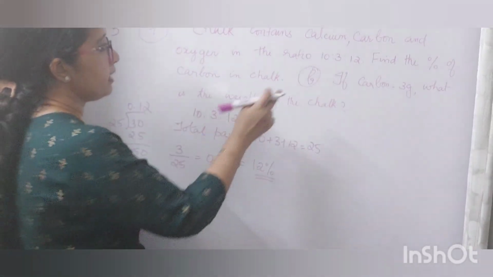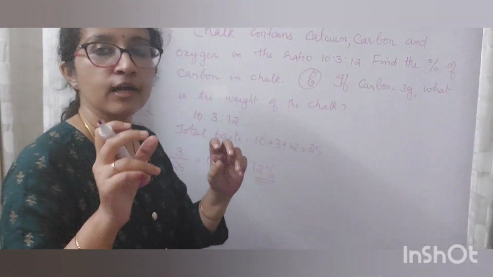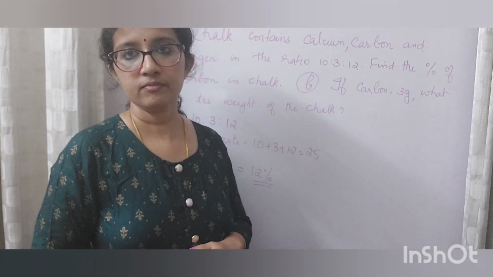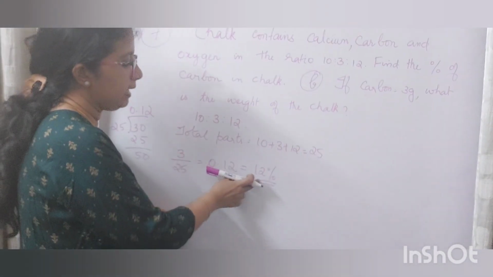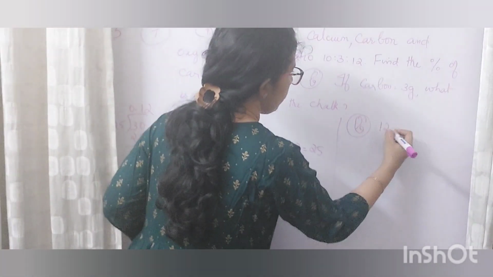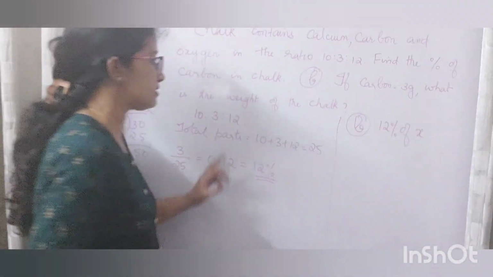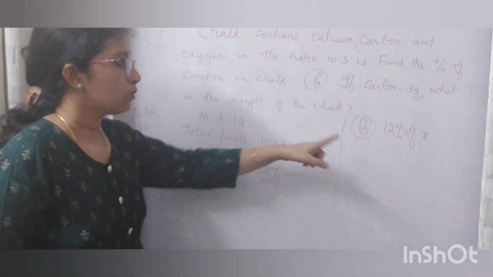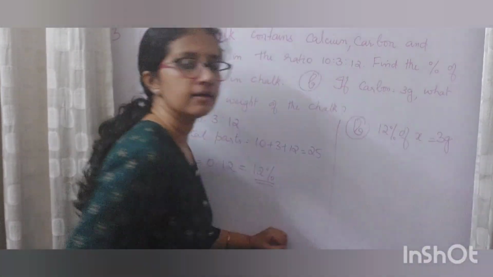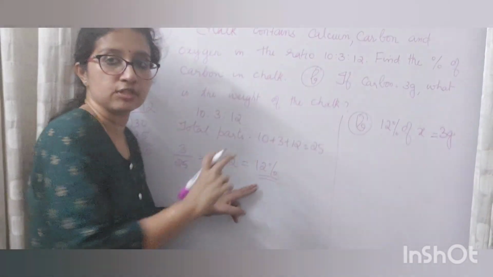What is the second part? If carbon is equal to 3 grams. So if a stick of chalk contains 3 grams of carbon, what is the weight of the chalk? What does that mean? 12% of something, that is x. x is what we have to find, that is the total weight of the chalk. 12% of x is equal to what? 3 grams. Correct.